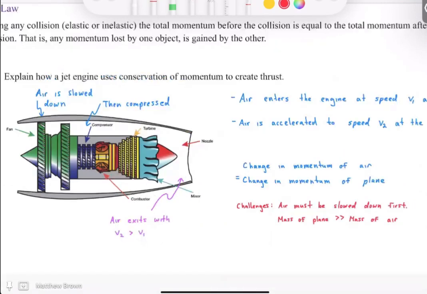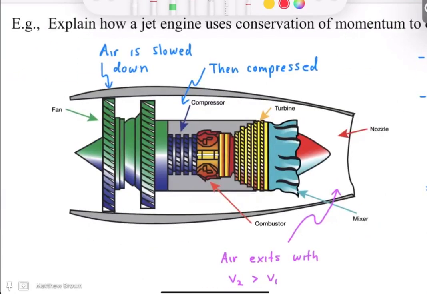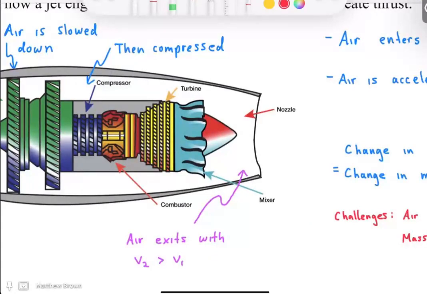So I wrote out just kind of the key points here. Air enters the engine at speed V1 from the fan, so if you look in the front here, and then air exits the back side with speed V2 greater than V1. And so that means for the air, and it really is just delta V, it really is just how much greater V2 is than V1.